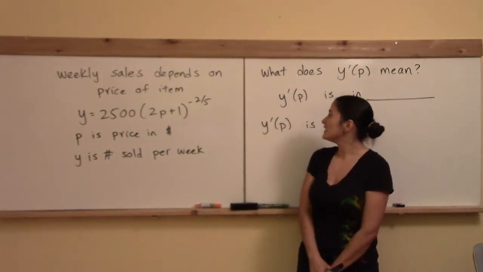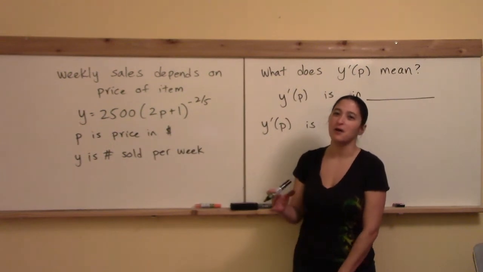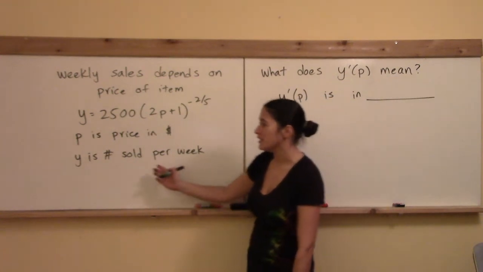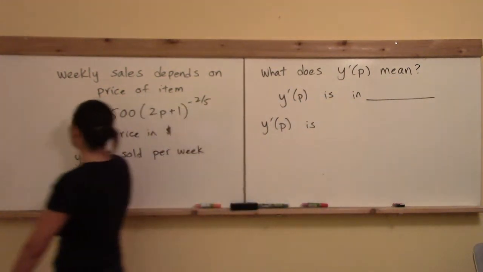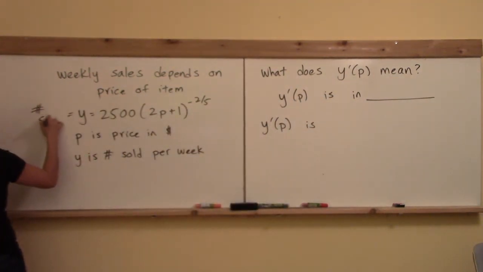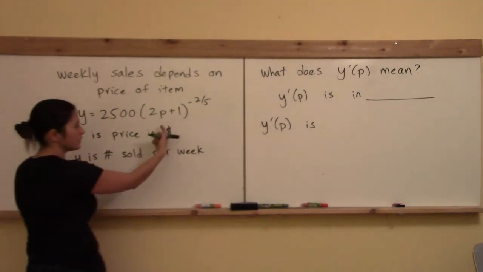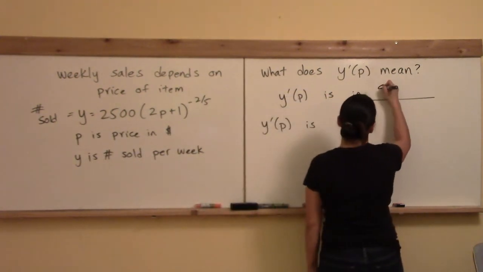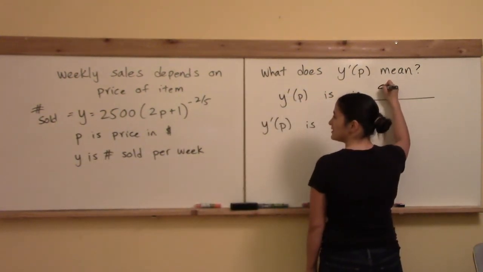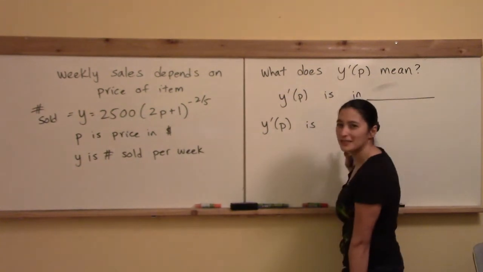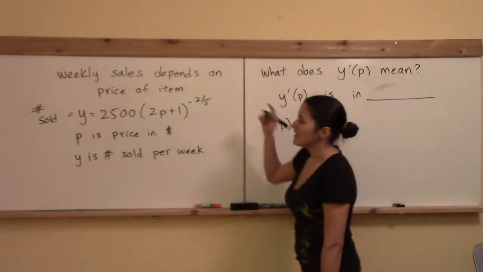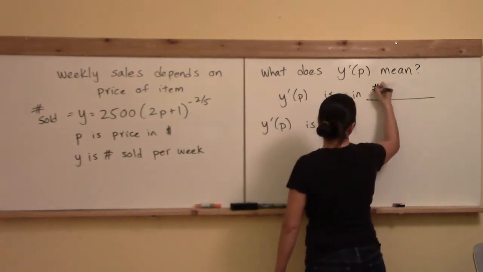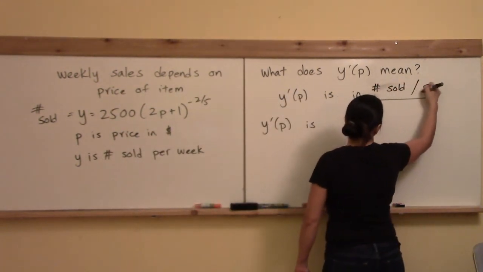Okay, let's see. Units first. Units are always output unit over input unit, okay? Output unit, number sold per week. This one is the number sold. That's what's coming out, right? Price, that's what's going in. Price in dollars. So the y prime is it dollars per items? Or is it items per dollars? I don't want you to mess that up on the test. It's output over input. So number sold, so it's a number sold per dollar.